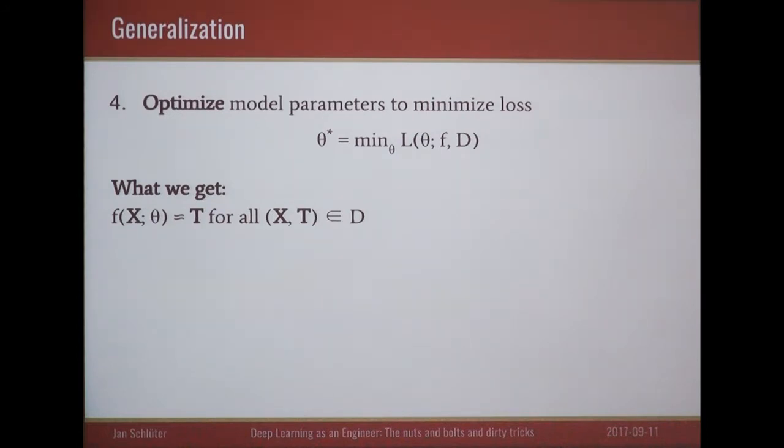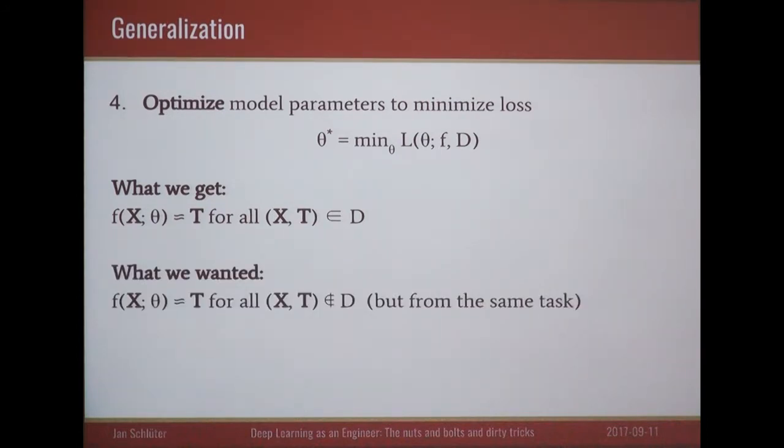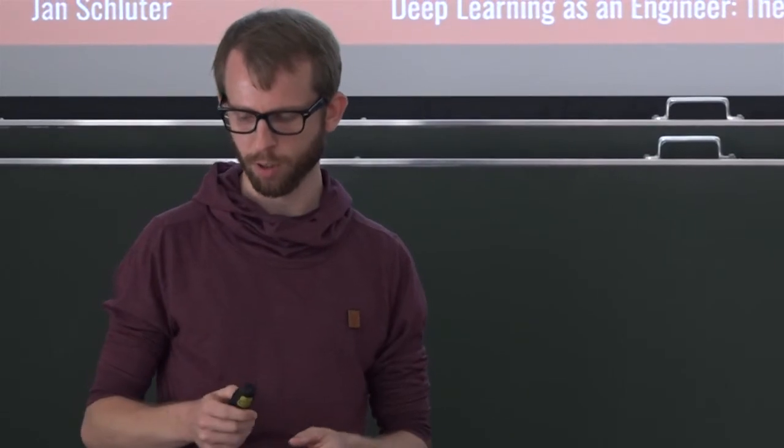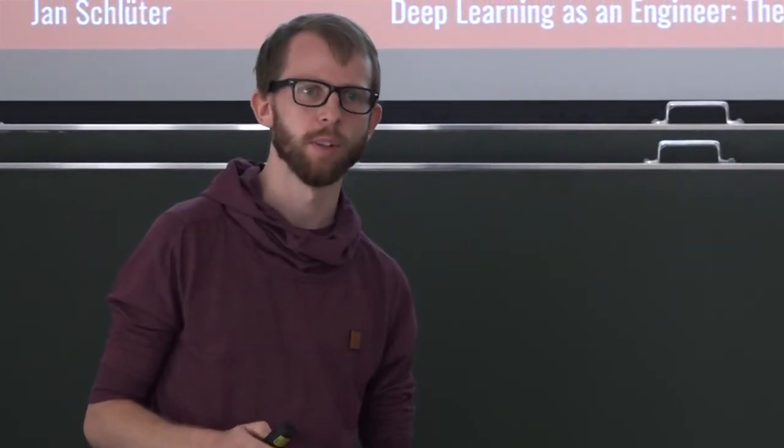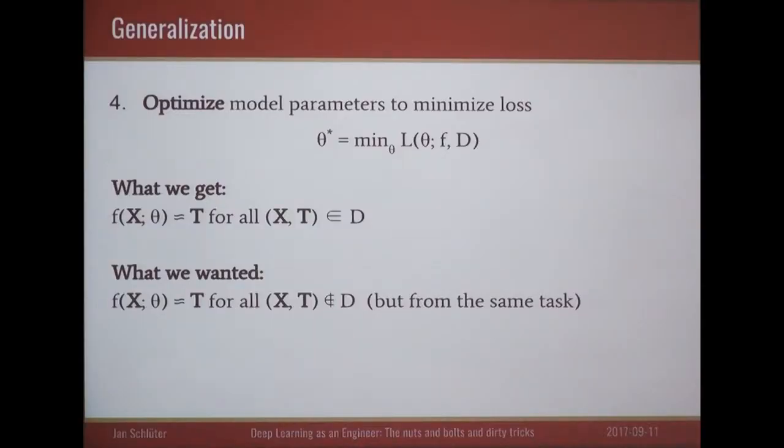But that's not actually what we want, because for the training data we know the output we want anyway. We don't need a function that tells us what the output is. What we actually want is a function that gives us a prediction close to the true output for all data points that are not in the training set, but come from the same underlying distribution.